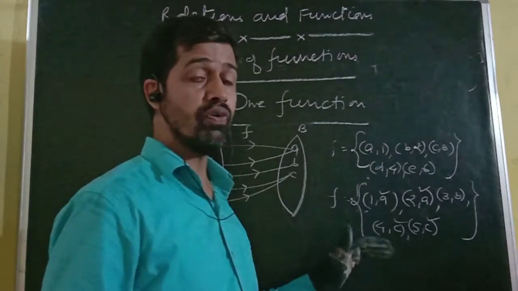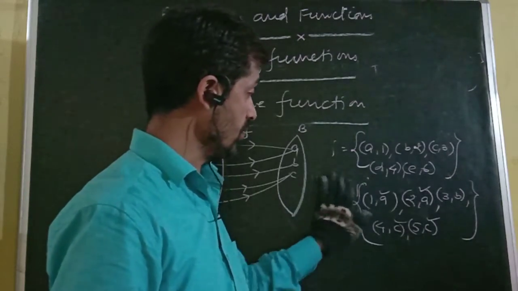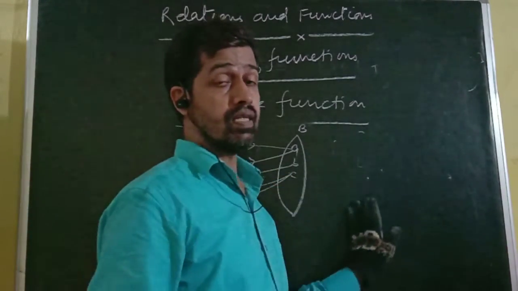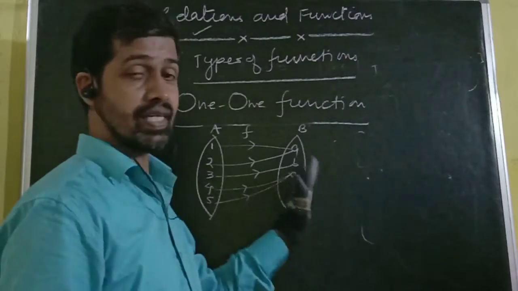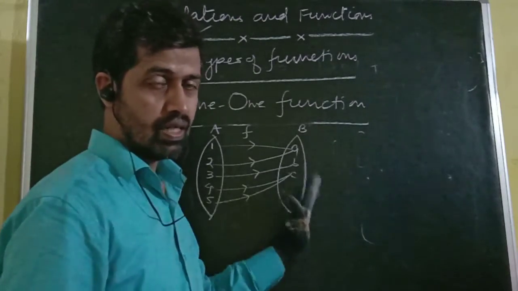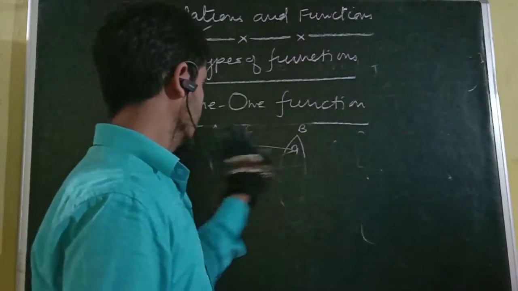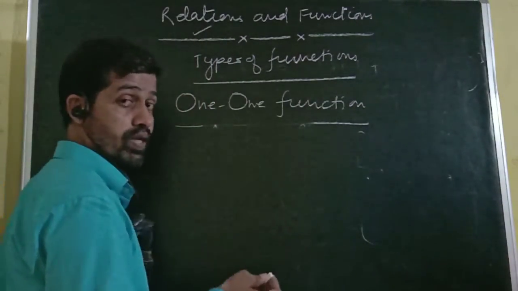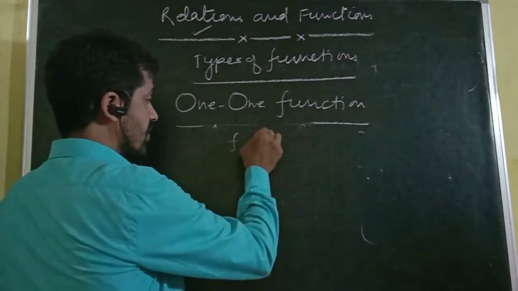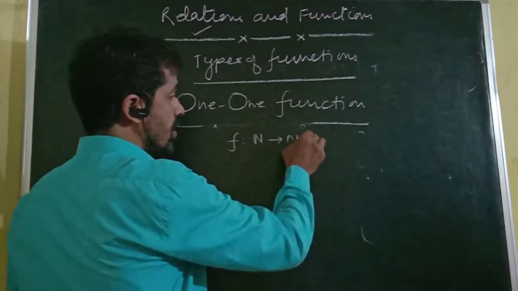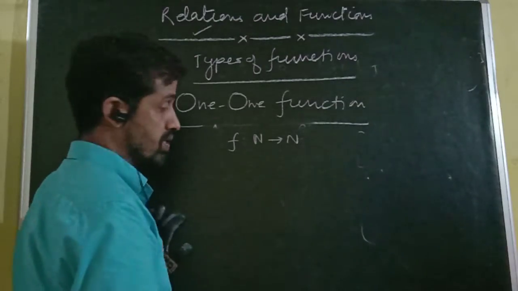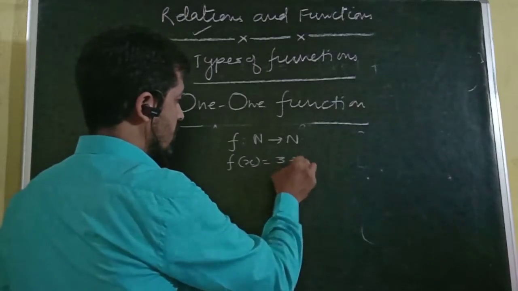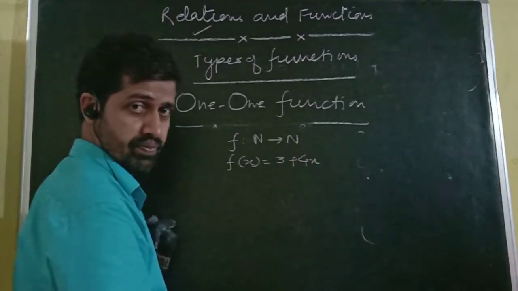Now, how to find out a one-one function when the set is not finite? So far, the discussions we had were related to finite sets. Domain was finite, codomain was also finite. Now, take an example where both the domain and codomain are infinite. Say f is a function defined from the set of natural numbers to the set of natural numbers. Say f of x equals 3 plus 4x.